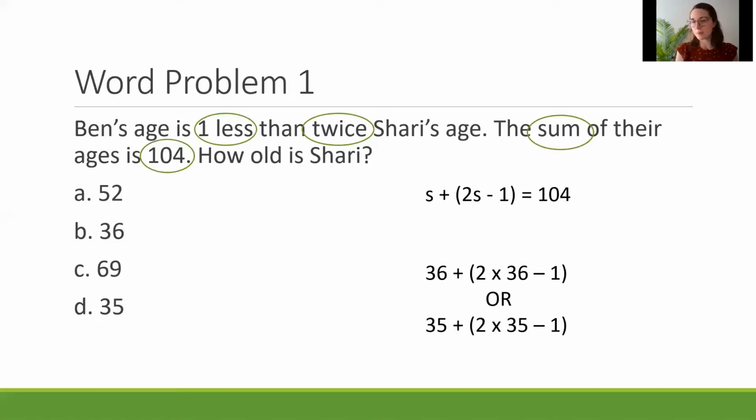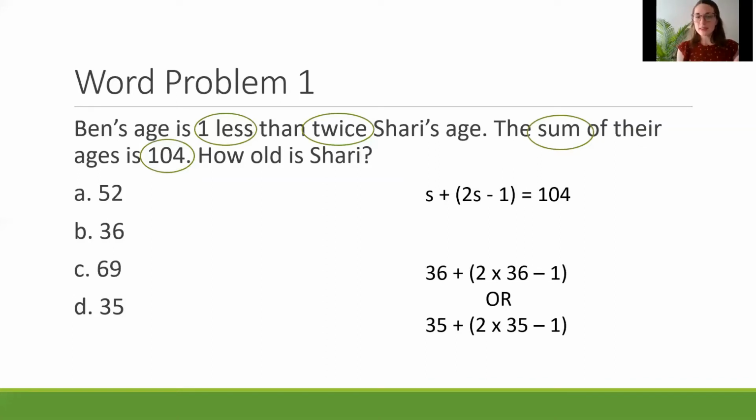Well, I don't know what either of them are, but I could put Sherry's age as the letter S. So I'll start with the letter S, and then I'll put a plus sign because we need a sum. How I'm going to find out Ben's age is using Sherry's age. So what I've done is I did twice Sherry's age, 2S, and 1 less, minus 1. And I put all that in parentheses because all that together is going to tell us Ben's age. So now with these symbols and letters, we can have Sherry's age and Ben's age added together to equal 104.